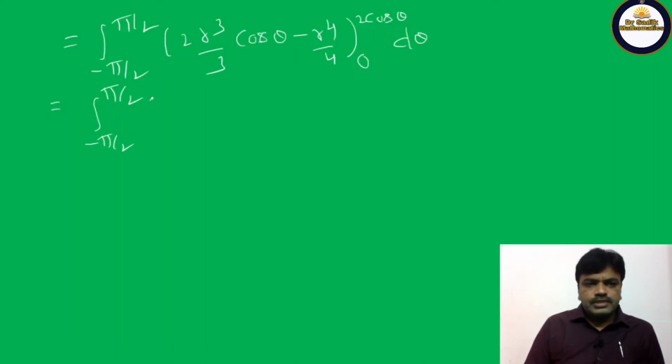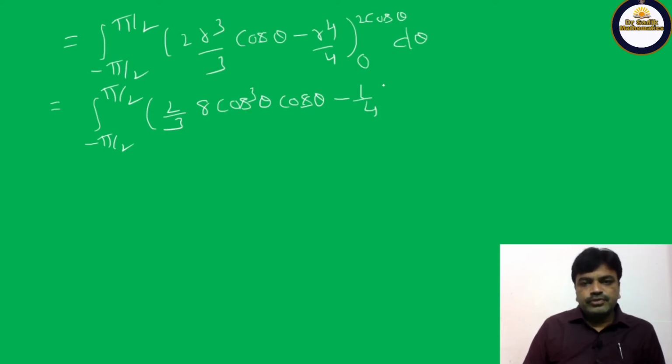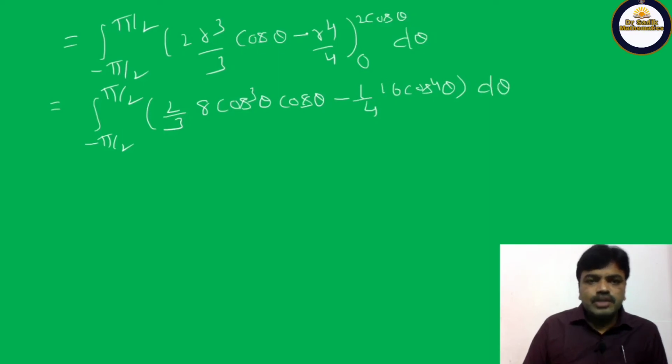That is equal to the integral from minus pi by 2 to pi by 2. Substitute the upper limit, friends: 2 by 3, 2 cube means 8 cos cube theta into cos theta, minus 1 by 4, 2 power 4, which is 16, so 16 cos power 4 theta d theta. Substitute the lower limit, where the values become 0.